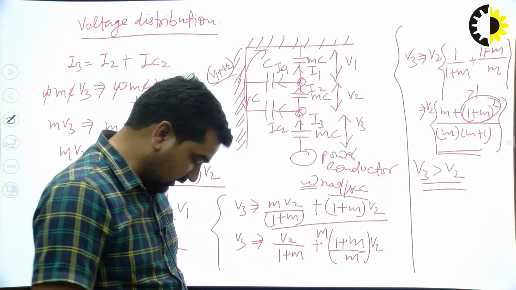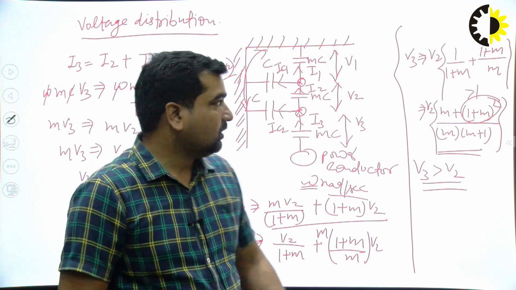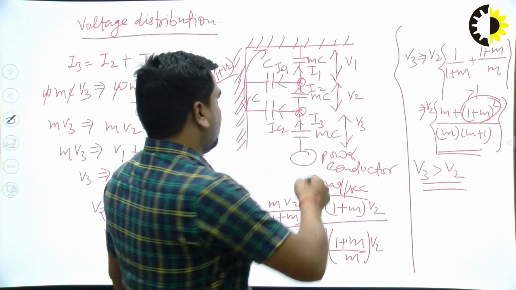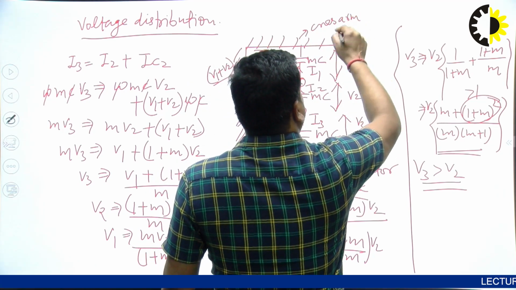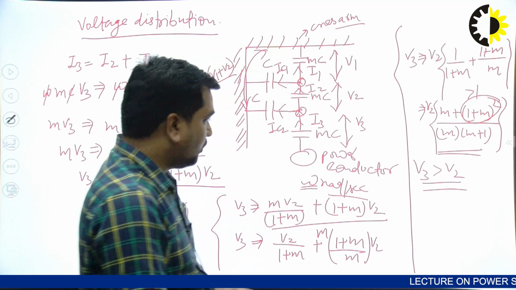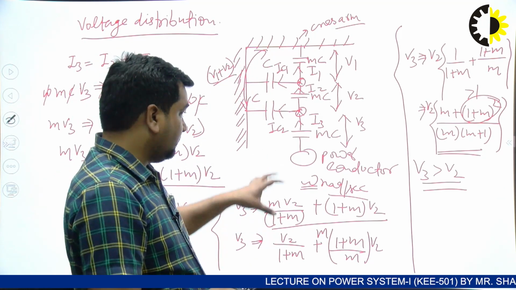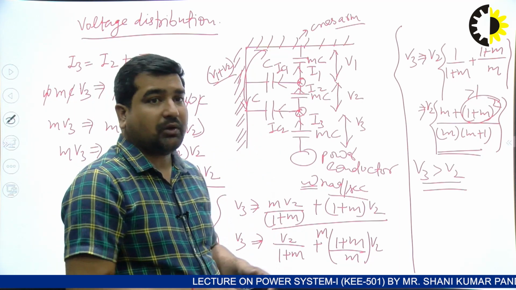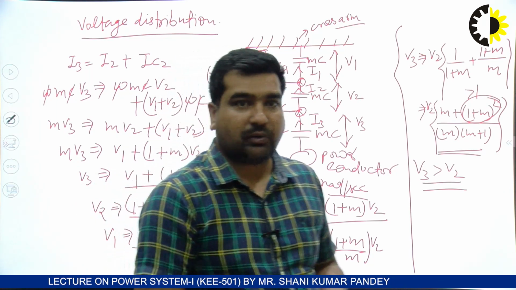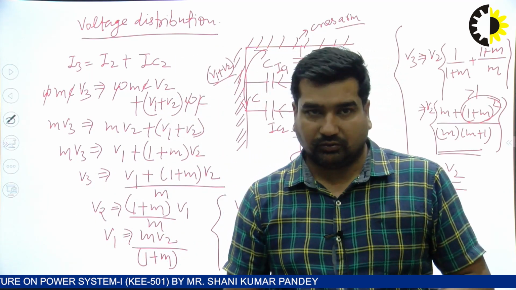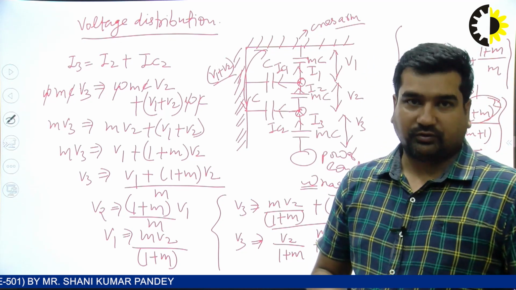As we have seen, if we move downward from the cross arm to the power conductor, the voltage distribution goes high. We can say that the voltage across the disc nearest to the power conductor has a larger value as compared to the inner discs.